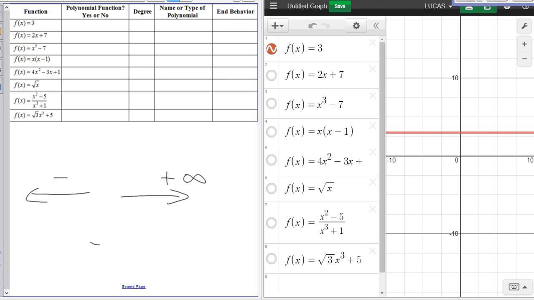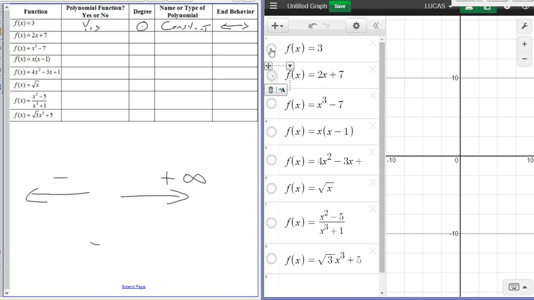So f of x equals 3. Is that a polynomial? Well, we're going to say that's a yes, it is a polynomial. We're going to call that a degree 0 because it is constant. When you look at our graph, we can see it's just a horizontal line, so our end behavior is horizontal. Okay, so our second function here is 2x plus 7. Well, that's a line, and yes, that is still going to be a polynomial.